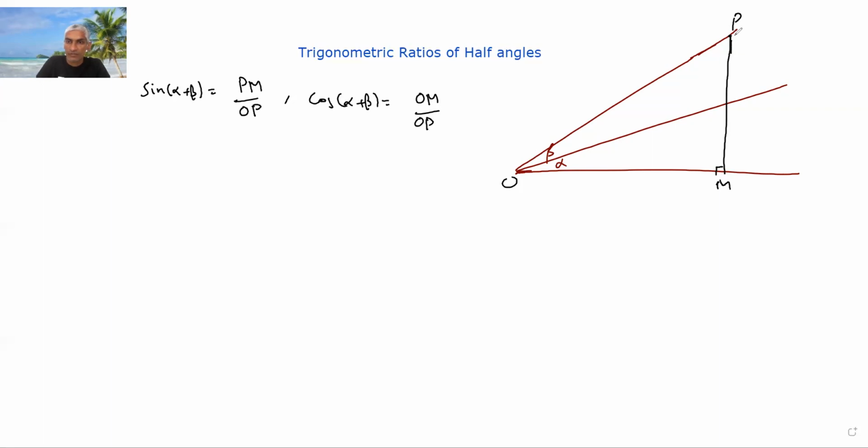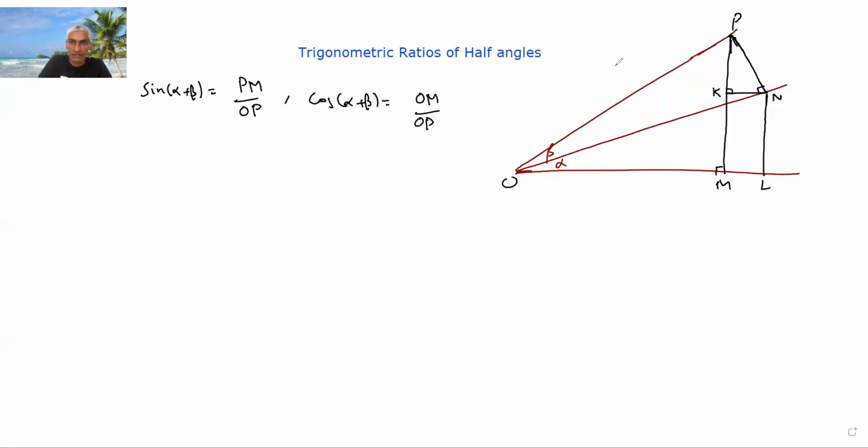So let us draw perpendicular from this point P to this line. Let it be N. Draw perpendicular from N to the horizontal line. Let it be some L. Draw perpendicular from N to PM. Let it be some K.